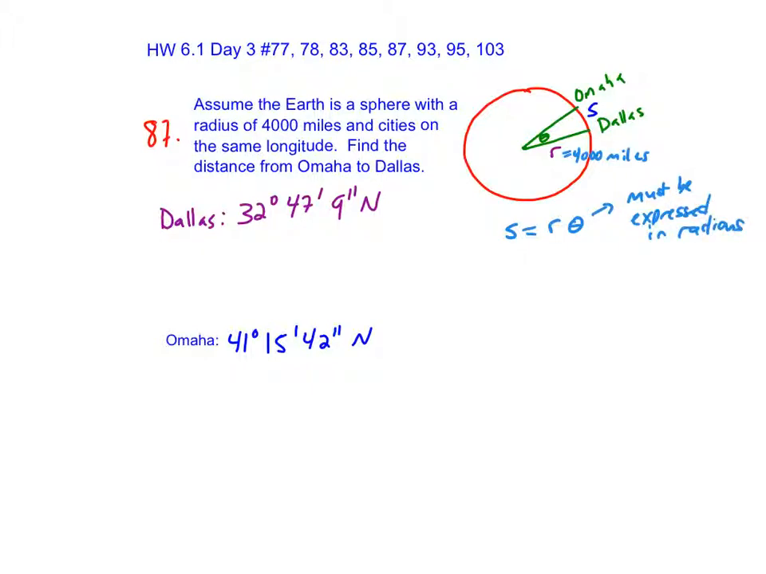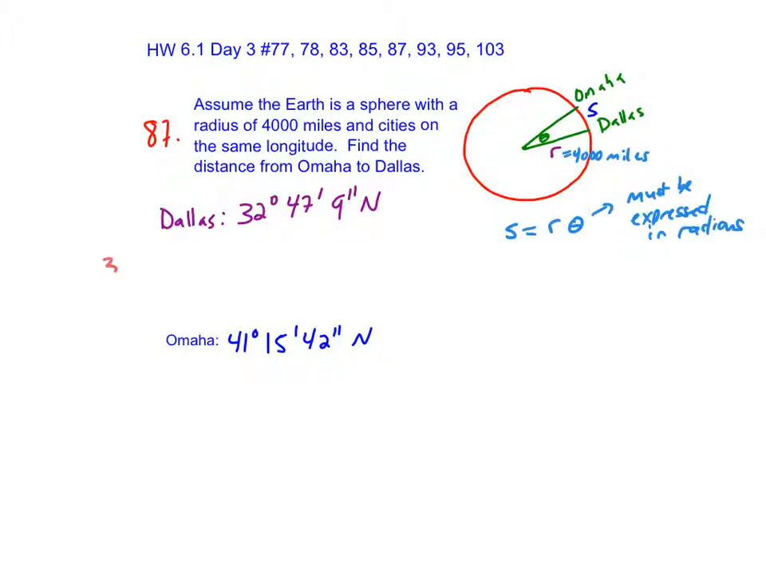But the angles that we're given, the latitudes, are in degrees, minutes, seconds format. So we're going to have to convert, for Dallas, 32 degrees, 47 minutes, and 9 seconds to a decimal degree, and Omaha, 41 degrees, 15 minutes, 42 seconds to a decimal degree. So I'm going to do that first.